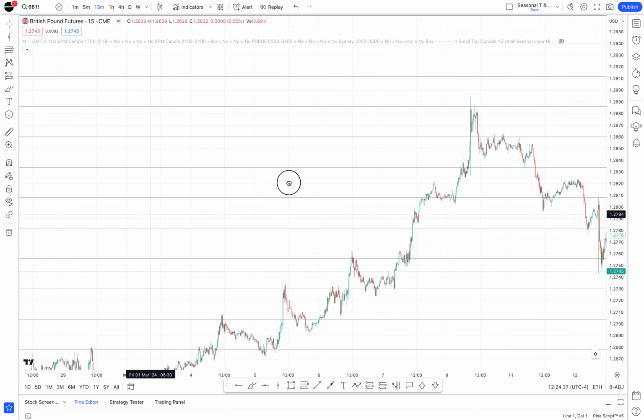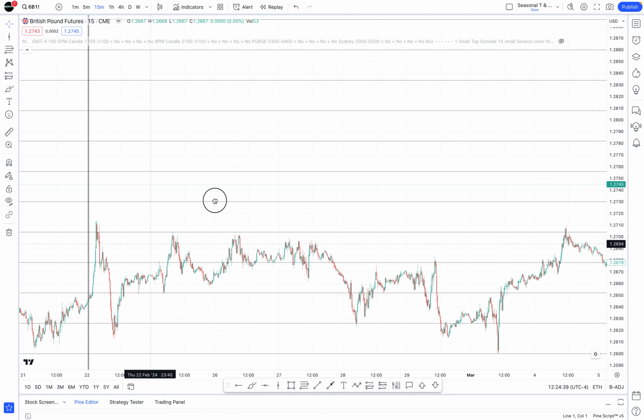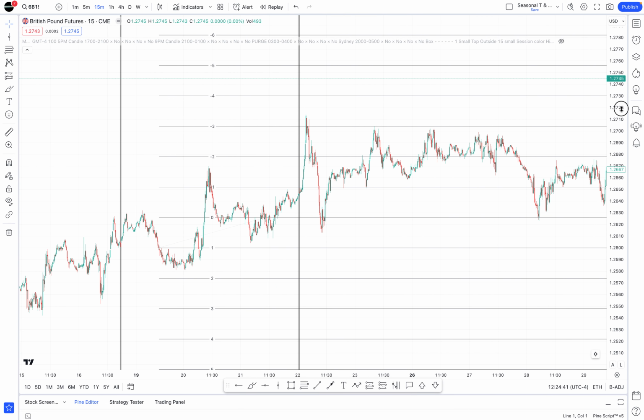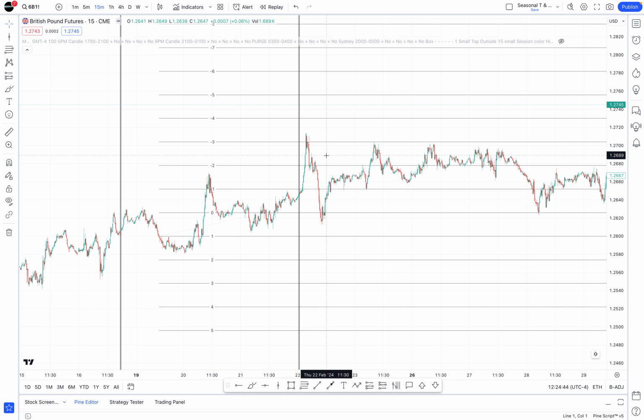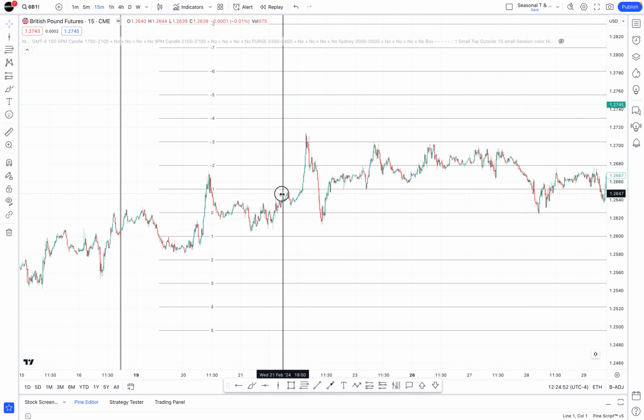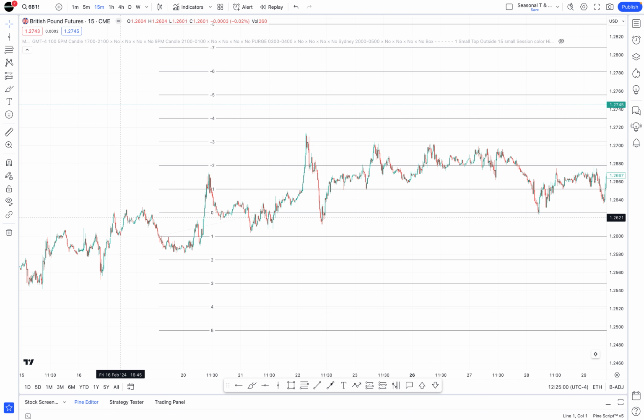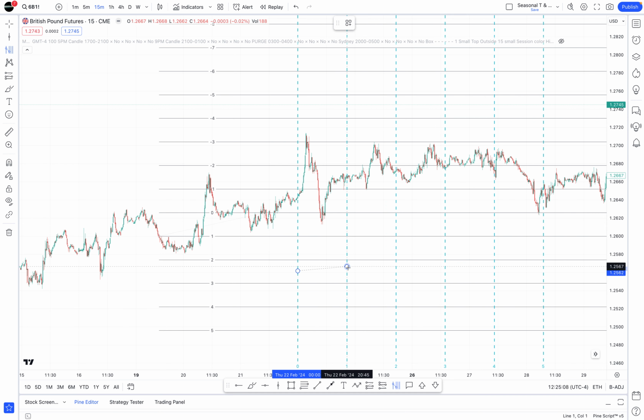So this on its own, it's interesting. Okay, let's try and mix some things in with it. Okay, so the Thursday will be our first day, day 1. Let's delete this line, and let's use fib time zone. It's just gonna delineate days so it's easier to see visually.